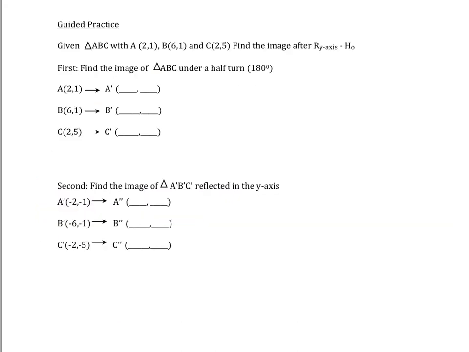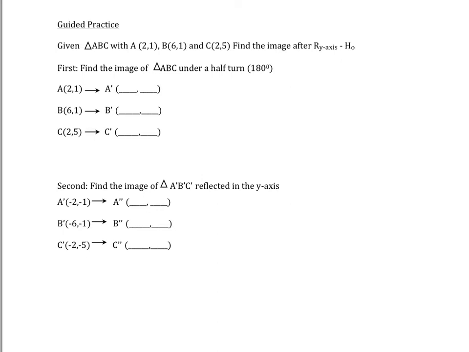Okay, in our next 2 problems, we're going to try this without using a graph, but if you get too confused, then take a few minutes, plot the points, and do everything on graph paper. In the first example, it says we're given triangle ABC with those coordinates. Point A is at 2, 1, B is at 6, 1, and C is at 2, 5.